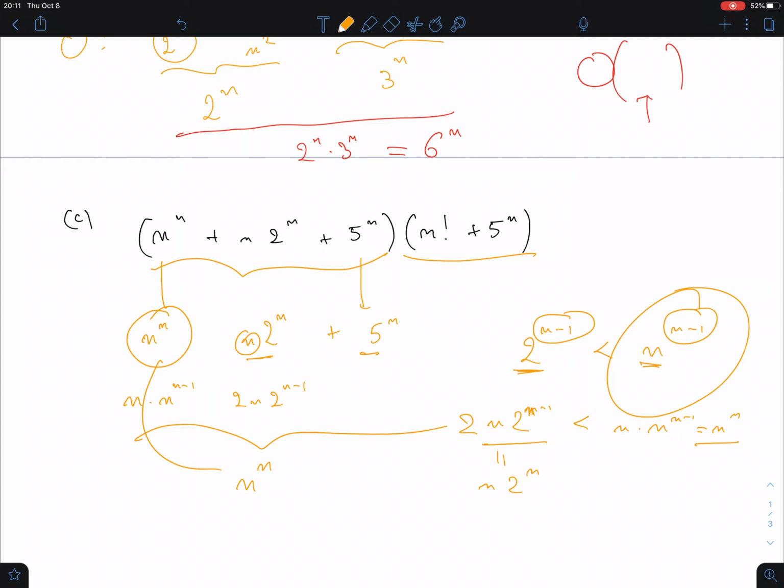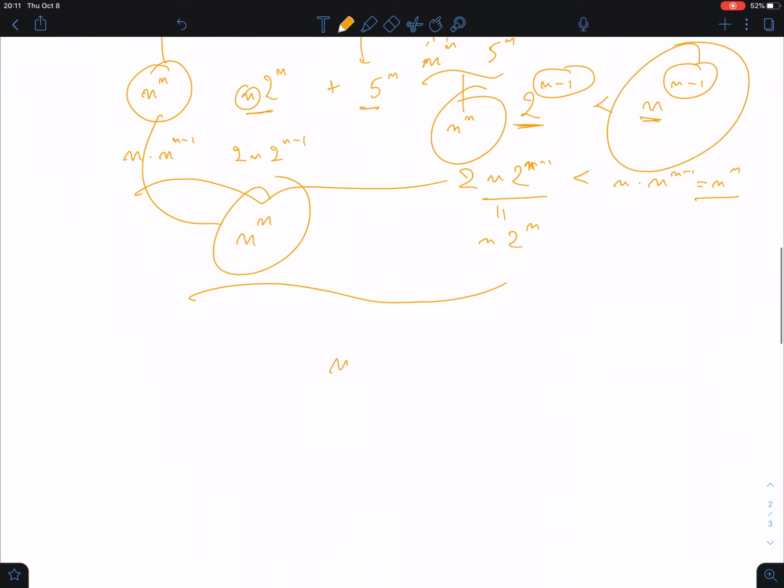But we don't have a good estimate for n factorial. We have to write this as n to the n. This is 5 to the n. So again, the maximum here is n to the n. And we see n to the n here, n to the n here. Now what do you have to do? Well, we multiply them. So we get n to the n times n to the n, which is n to the 2n.